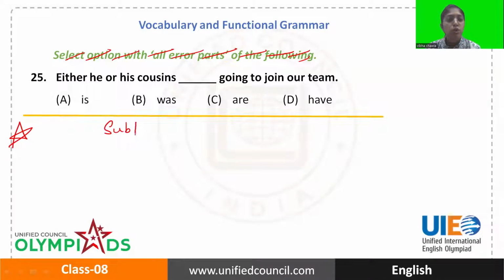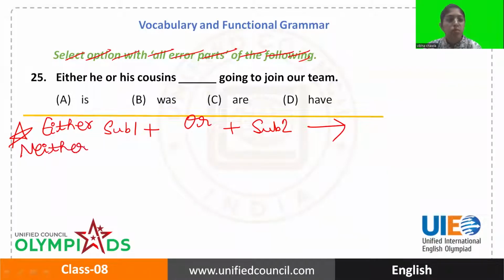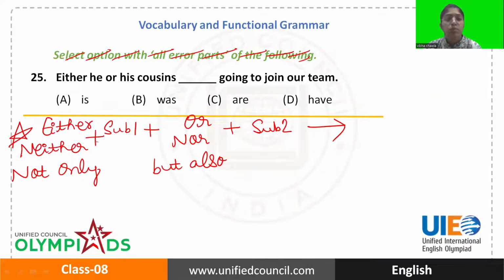When we have two subjects, see, whenever we have two subjects connected with either or, neither nor, not only but also, the verb that is used is according to the nearer subject.